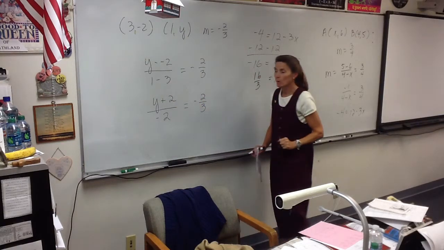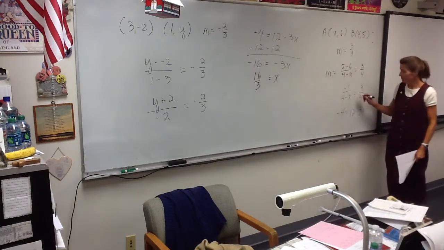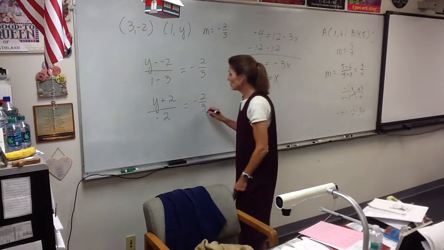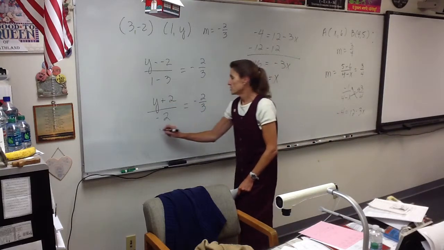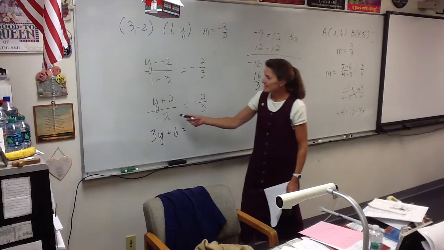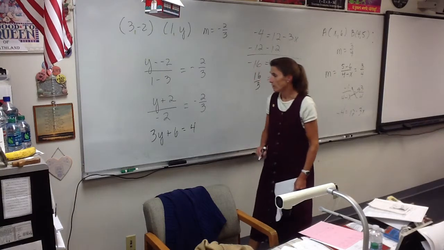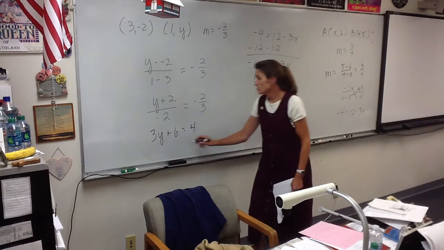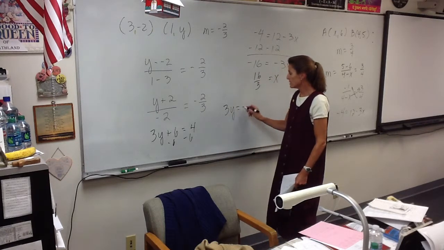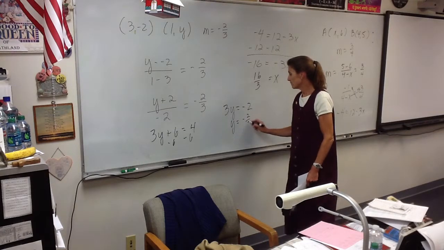So now I have this equation. Remember what we said we were going to do when we had an equation like that? We're going to cross multiply. So I'm going to take 3 times both of these. So that would be 3y plus 6. I'm going to take negative 2 times negative 2, which is 4. So I'll subtract 6 from both sides. So I have 3y equals negative 2, and y equals negative 2 thirds.